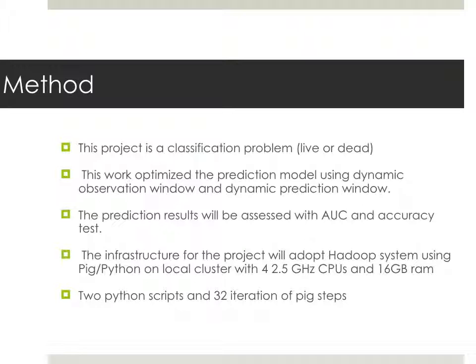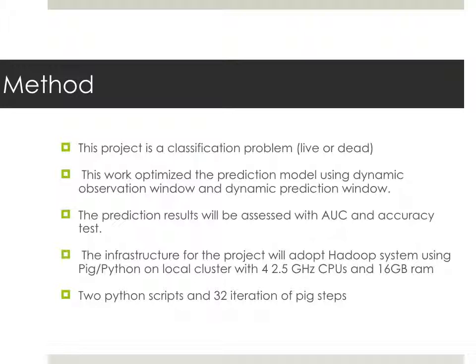The prediction results will be mainly assessed with AUC and accuracy, but other metrics will also be summarized at the end. The infrastructure of this project adapts a Hadoop system using Pig for ETL transformation, and Python for data cleaning and predictive modeling. This was run on a local cluster that has 2.5 gigahertz CPUs with 16 gigabytes of RAM.